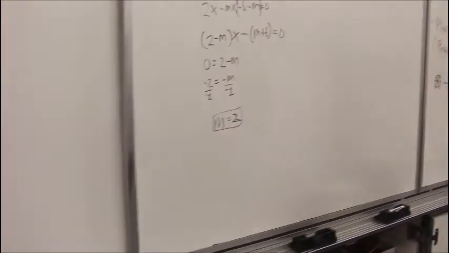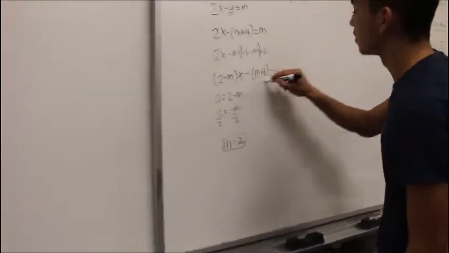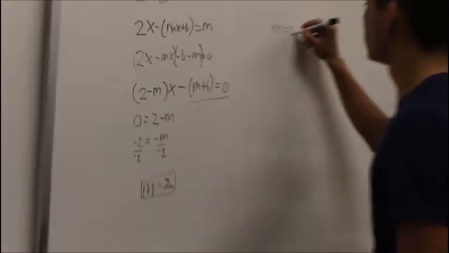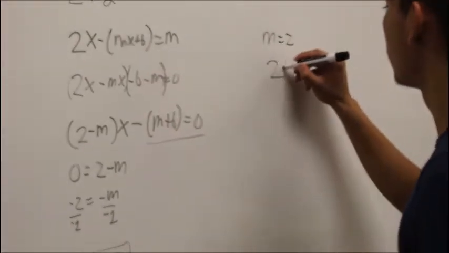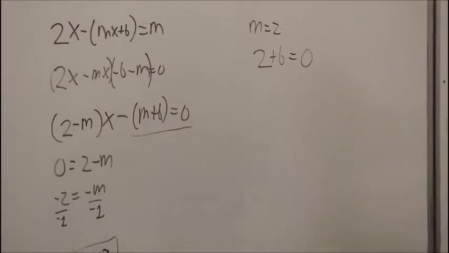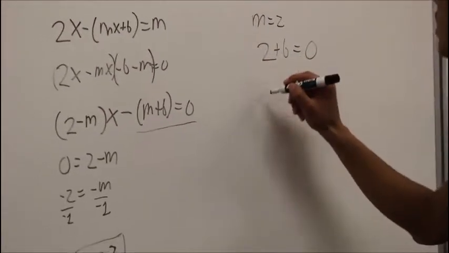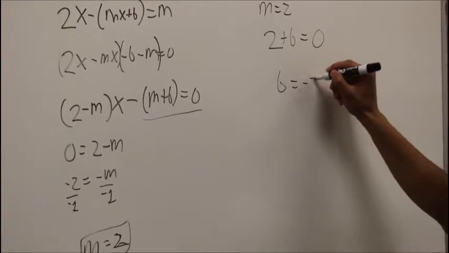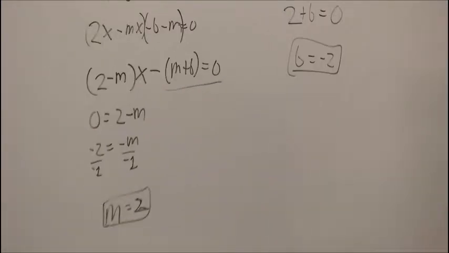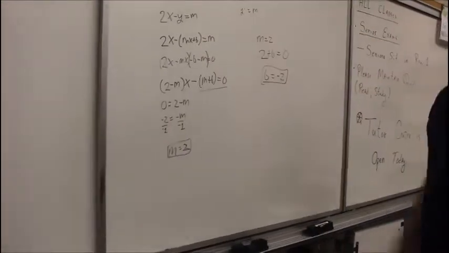Now that you have m is equal to 2, you can find b by plugging it into this part of the equation right here. So you get 2 plus b is equal to 0. To find b, simply subtract 2 from both sides. You get b is equal to negative 2. So we have both of our constants that form the solution to this differential equation.